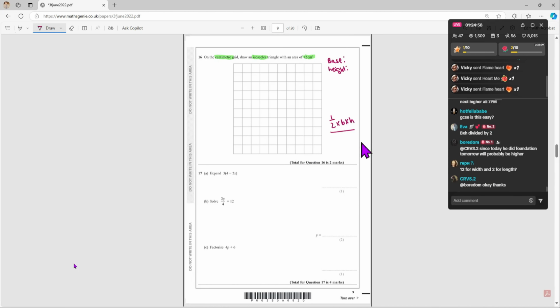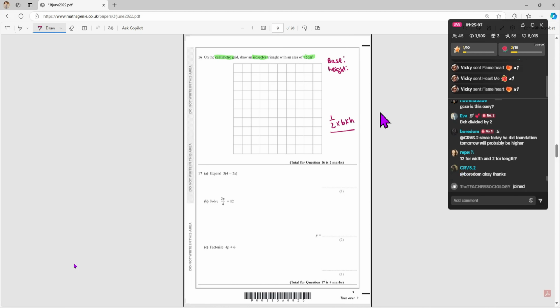So what is going to be? What we're going to do, we know that if we times our base and our height, our answer needs to be 24. Basically, if you do 24 divided by 2, you're going to get 12. So if you do base times height, it has to give you 24, and then when you divide by 2, it will give you 12.